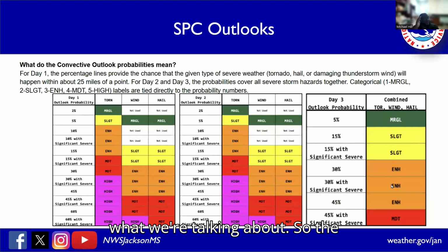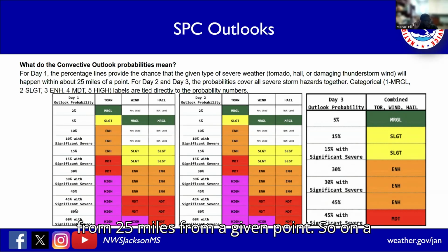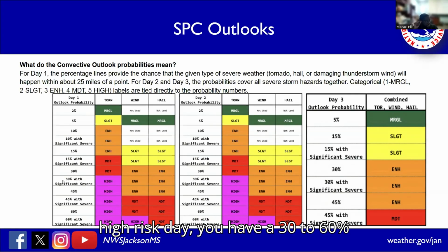So the categories are built on probabilistic chances of seeing a tornado or wind or hail within 25 miles of a given point. So on a high risk day, you have a 30 to 60% chance of seeing a tornado within 25 miles of your location.